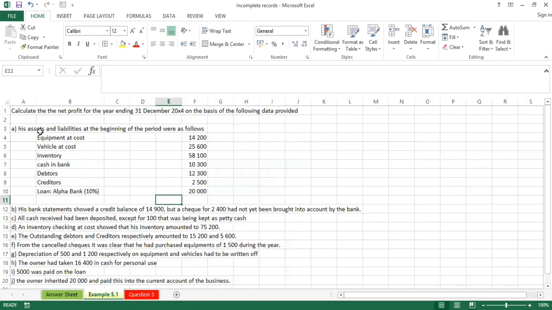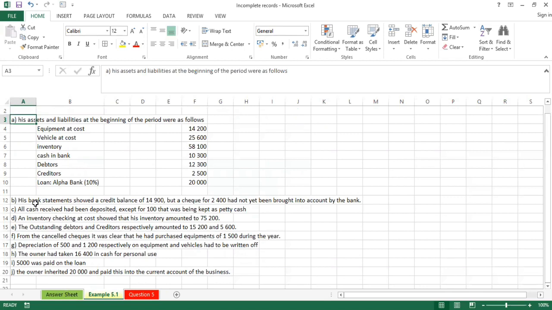So this is all the information we're given concerning note number one on A. That's all the information we're given, so we're going to look at our additional information to see which items affect note number one. They say B, his bank statement shows a credit balance of 14. So this one does not apply. I'm going to quickly look for the ones that affect note number one.